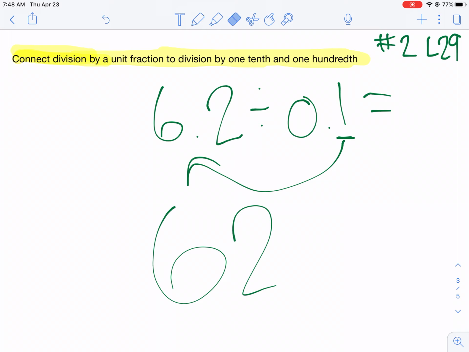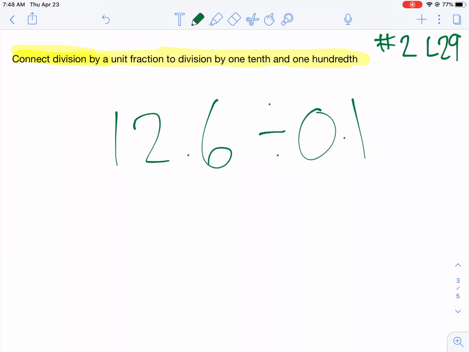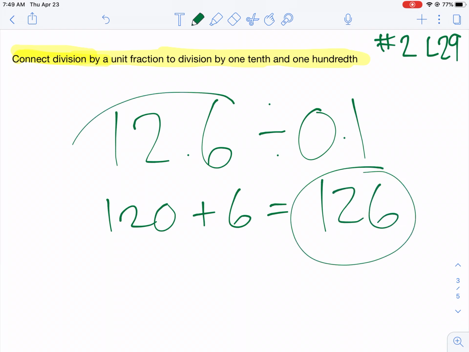Okay, last one for problem number 2. 12 and 6/10 divided by 1/10. How many tenths are there in 12? 120. How many tenths in 6/10? 6. Our answer is 126. Good job.